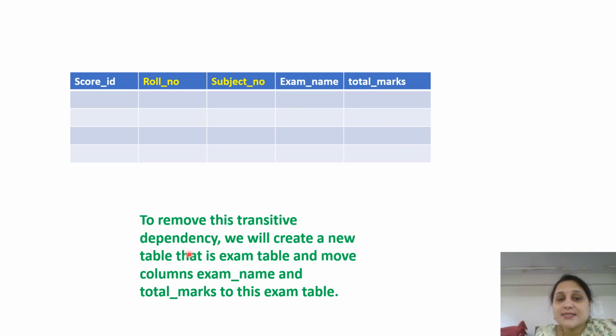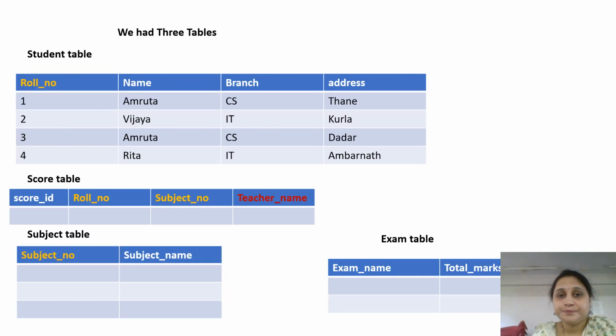To remove this transitive dependency, we will create a new table, that is an exam table, and move the columns exam name and total marks to the exam table. These two columns we have to remove from the score table, and create a new table. Then only the transitive dependency from this table will be removed. Now, as I said, we had three tables: student table, score table, and subject table. Now to achieve third normal form, we have created one more table, the exam table, which contains exam name and total marks. For example, if it is a main exam, then out of 80. If it is a practical, then out of 50, and so on.